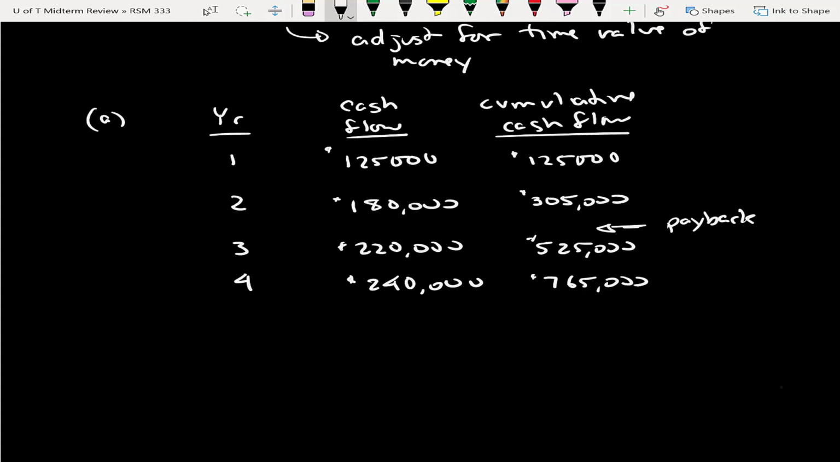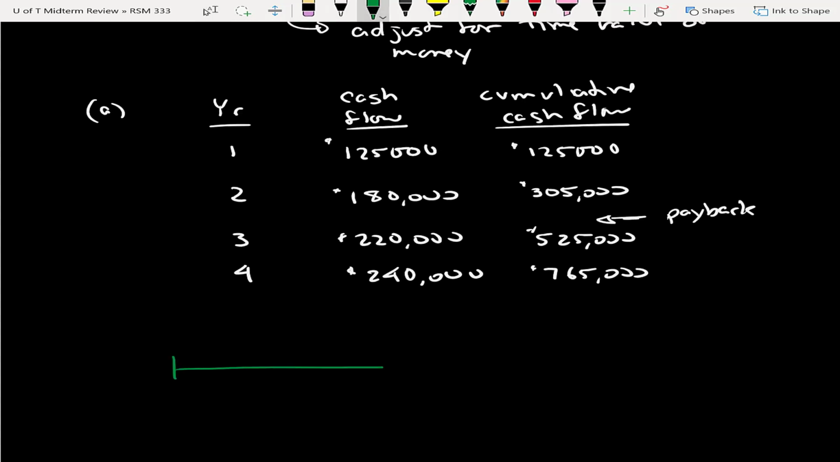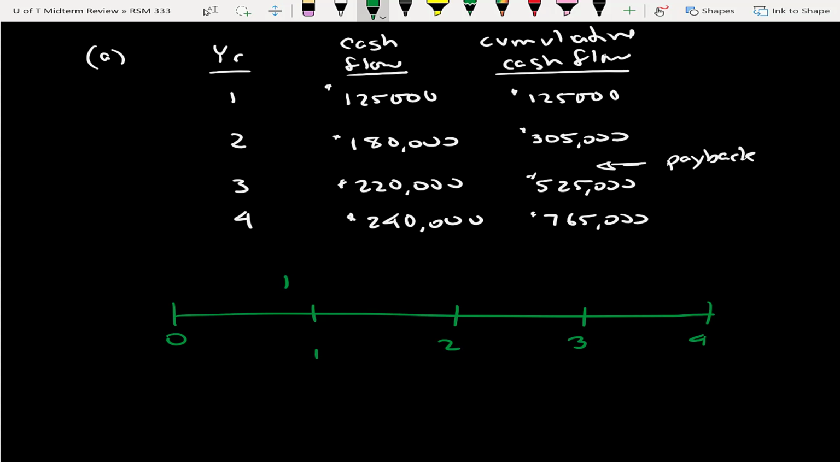And if I was to put that on a visual scale or a timeline, it would be as such. Okay, so at the end of year one, we get 125,000. At the end of year two, we have recovered 305. And then at the end of year three, 525,000. So if I had to just sort of ballpark it, I know that the payback is going to be closer to year three. Okay, so that's where the 500,000 will occur.